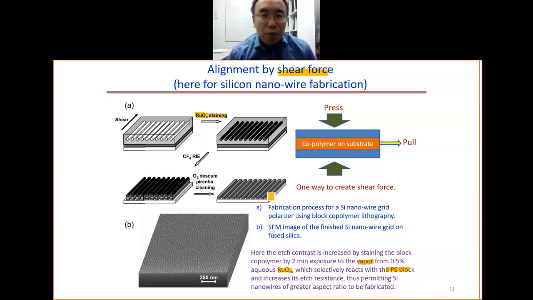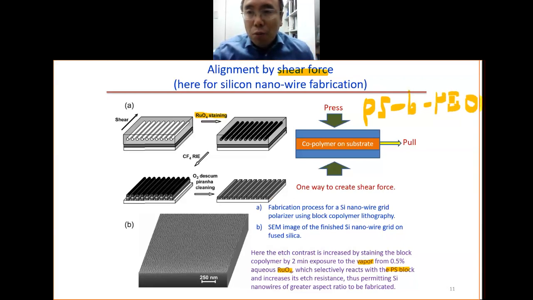Then you can do the pattern transfer into the substrate. For this example, it is the polystyrene block. I believe the other one is the PEO, the polyethylene oxide. So this one can be removed by the oxygen plasma, by CF4 plasma. But this one, polystyrene, cannot be removed because it contains ruthenium, Ru.